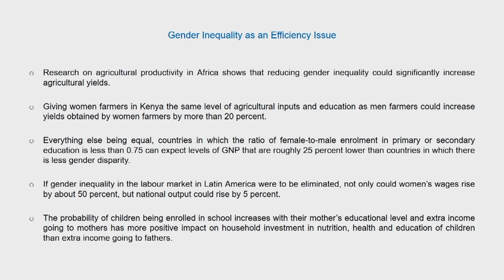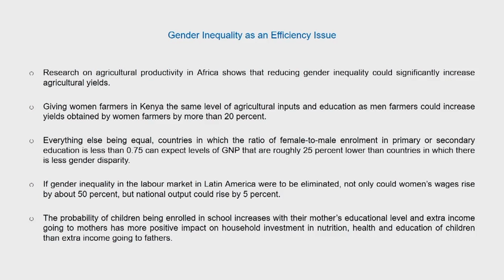Similarly, everything else being equal, countries in which the ratio of female to male enrollments in primary or secondary education is less than 0.75 can expect levels of GNP that are roughly 25% lower than countries in which there is less gender disparity. And there is increasing evidence on educational enrollments coming from countries across the world that high rates of enrollment of girl children, accompanied with high retention of girl children in schools, give rise to increase in national output over a period of time, because the contribution of women and girls to national output increases over a period of time if the quality of human capital increases.